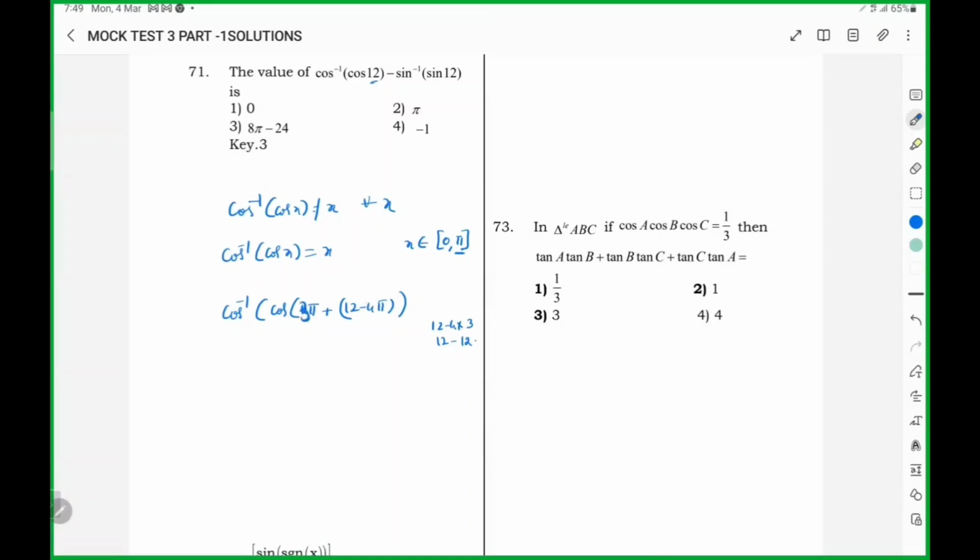Let us write 3 pi plus 12 minus 3 pi. 3 into 3 is 9, and 12 minus 9 will be 2 point something, which is within the range. Cos of 3 pi plus theta is minus cos theta, and cos inverse of minus x is pi minus cos inverse x. Here I can write it as pi minus cos inverse cos of 12 minus 3 pi, which is 4 pi minus 12.